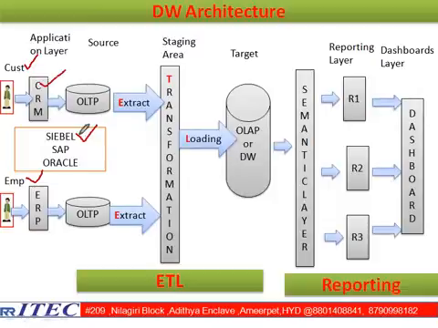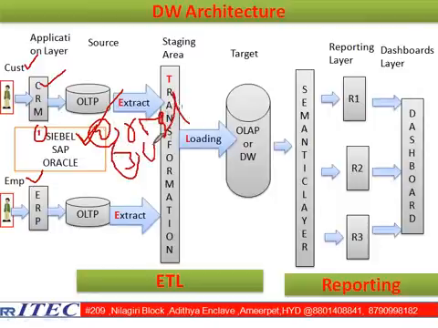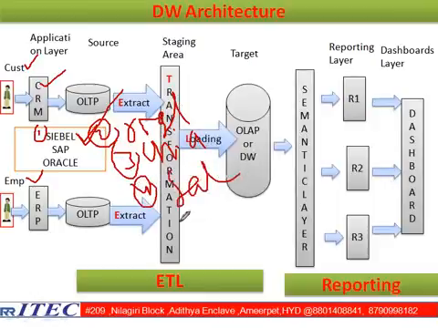A number of CRMs are available. One of them is Siebel. And the second one is available, let us say, right now. And the third one is available, let us say, Unica. And the fourth one is available, let us say, Salesforce. Okay, like this, a number of them are available.